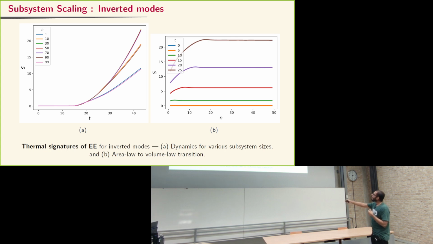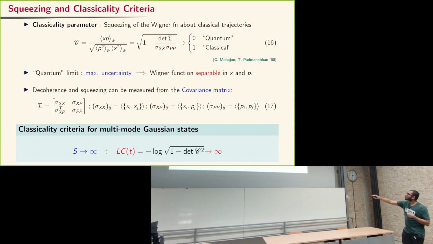So what this basically means is that if there are inverted modes in your system, you see that entanglement entropy classicalizes, and the entanglement entropy also mimics thermodynamic entropy, wherein it has an extensive scaling with system size. Now, the question is whether this will be enough to identify quantum to classical transition, and the answer is no. Apparently, one more signature that we can look at is squeezing.